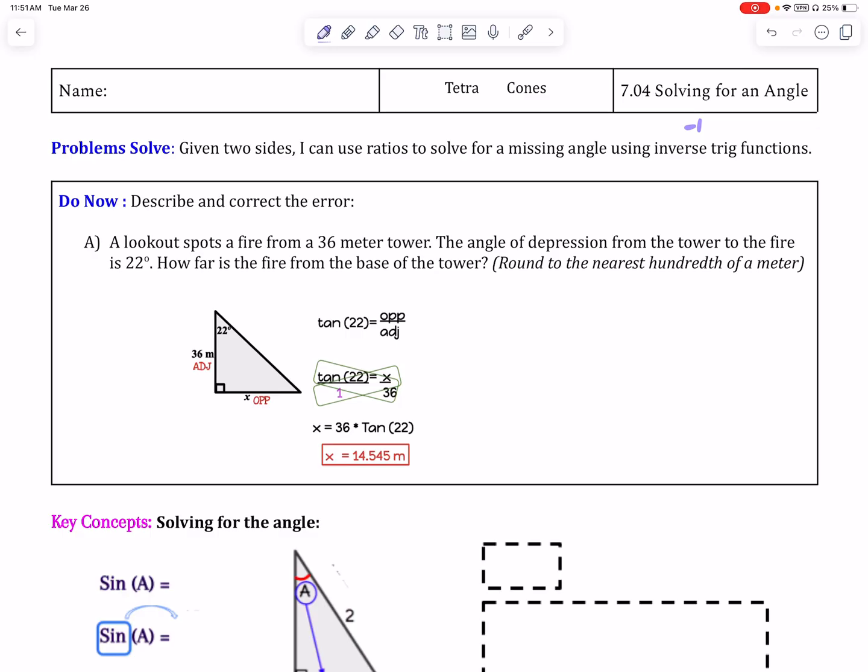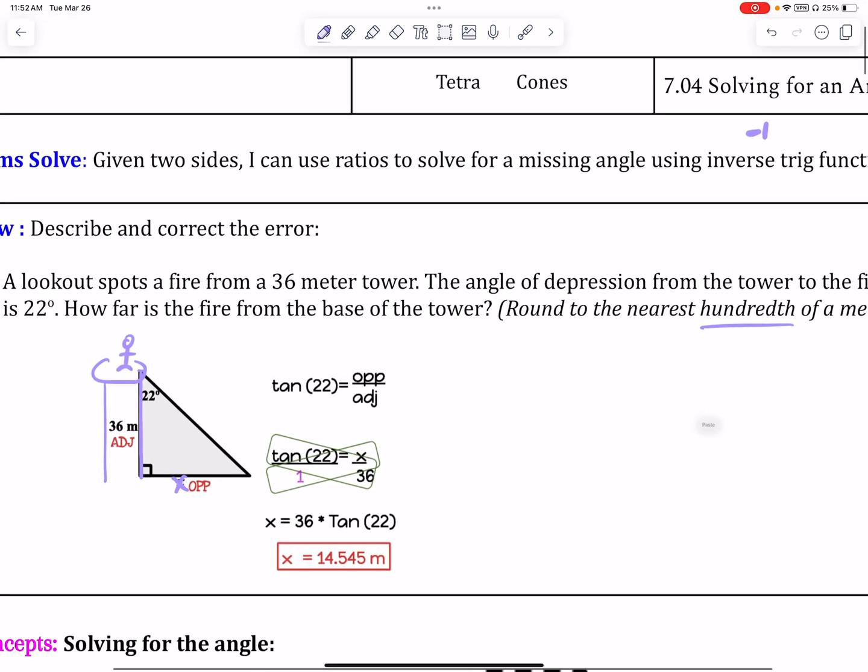Do now, describe and correct the error. A lookout spots a fire from a 36-meter tower. So I'm going to draw the people, that helps. And he's looking down. The tower is 36 meters. The angle of depression from the tower to the fire is 22 degrees. How far is the fire from the base of the tower? Round to the nearest 100. So we want to know what the base is. Try out the do now and play once you're ready to review.